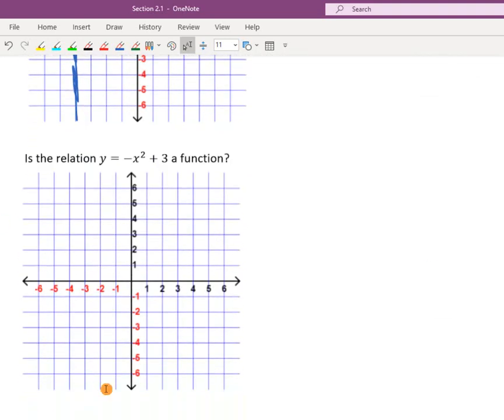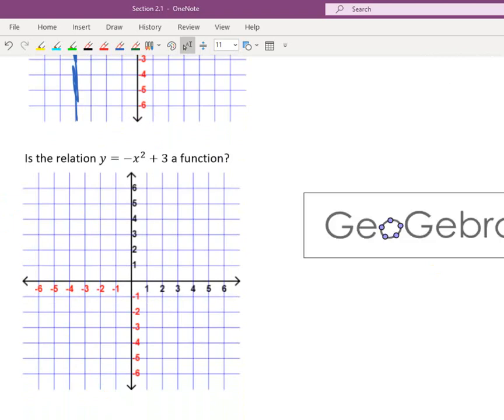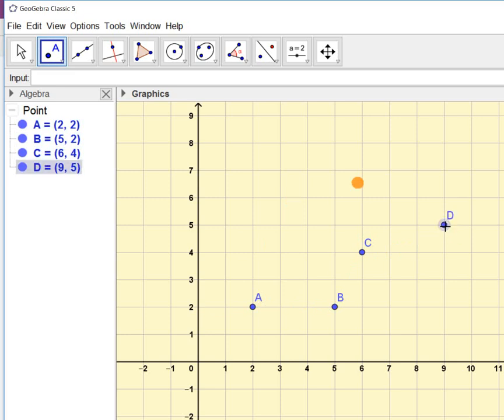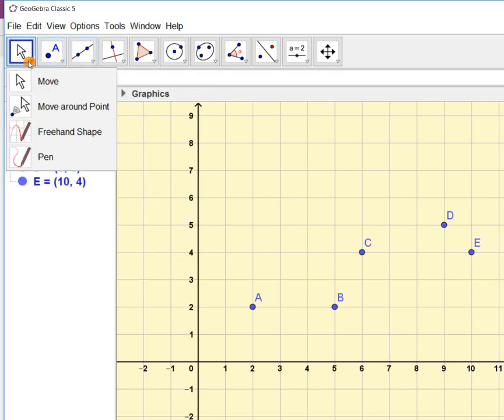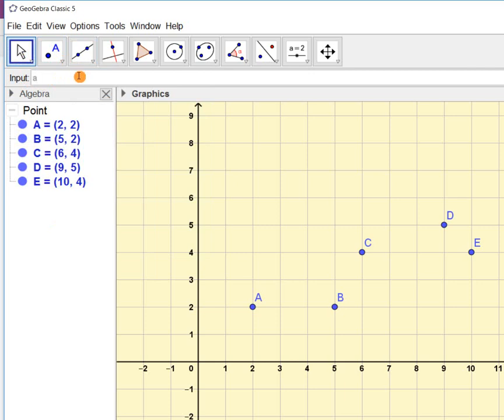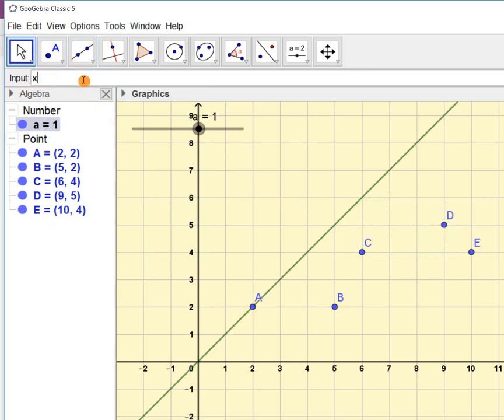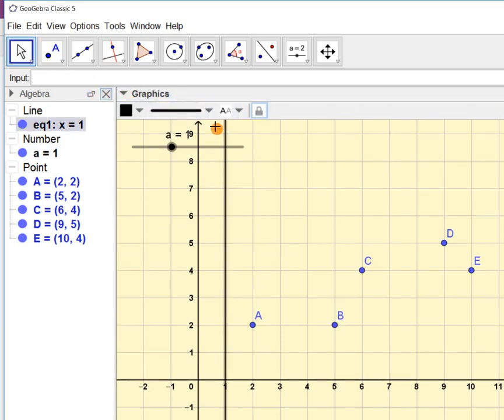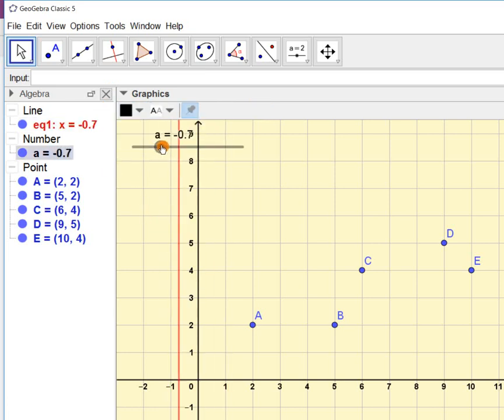Let's say we had something that looked like these. Let's say I plot my ordered pairs that look like this, and now I take my vertical line. Let's say I've got this line here. We'll make it red. That's my vertical line, and I can slide it back through. It's going all through my graph, so my graph is only these points here that I've plotted.